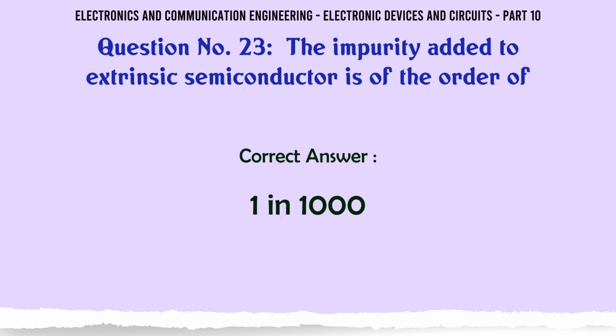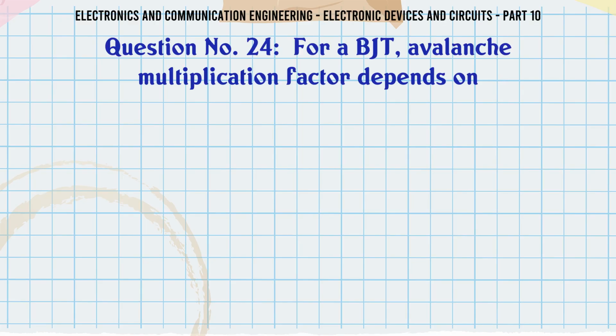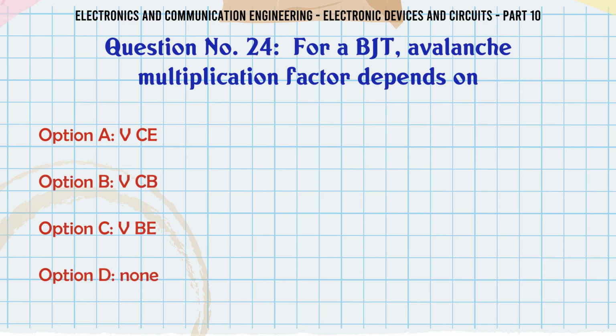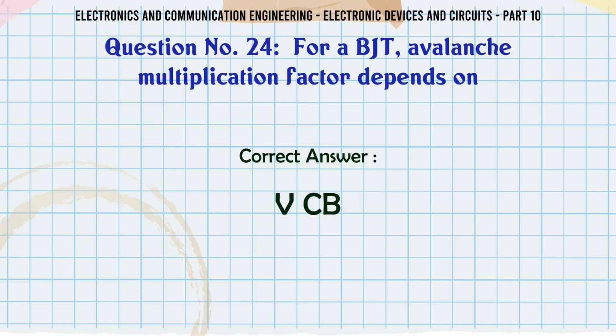The correct answer is 1 in 1000. For a BJT, avalanche multiplication factor depends on A. VCE, B. VCB, C. VB, D. none. The correct answer is VCB.